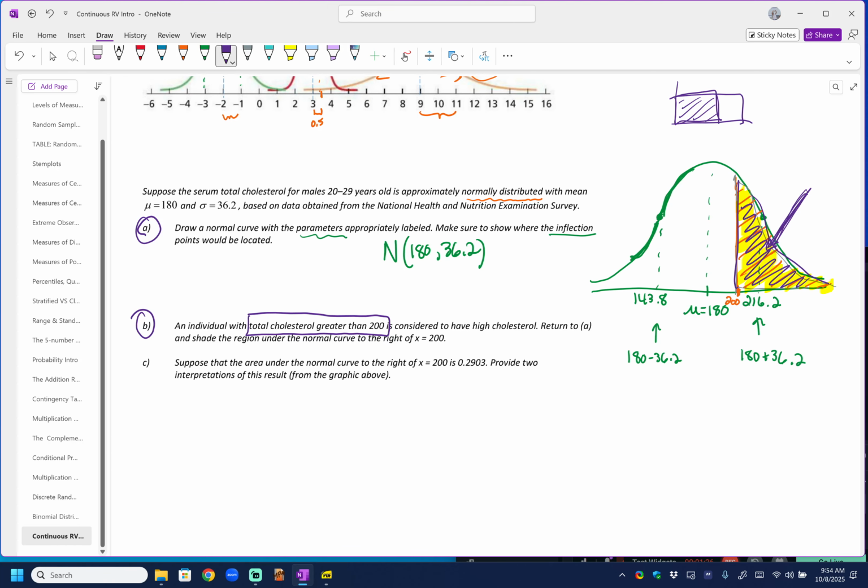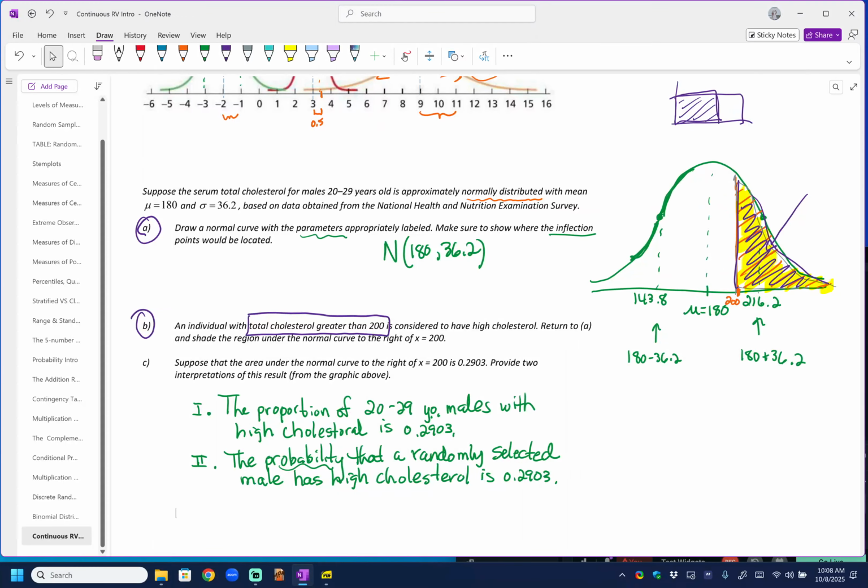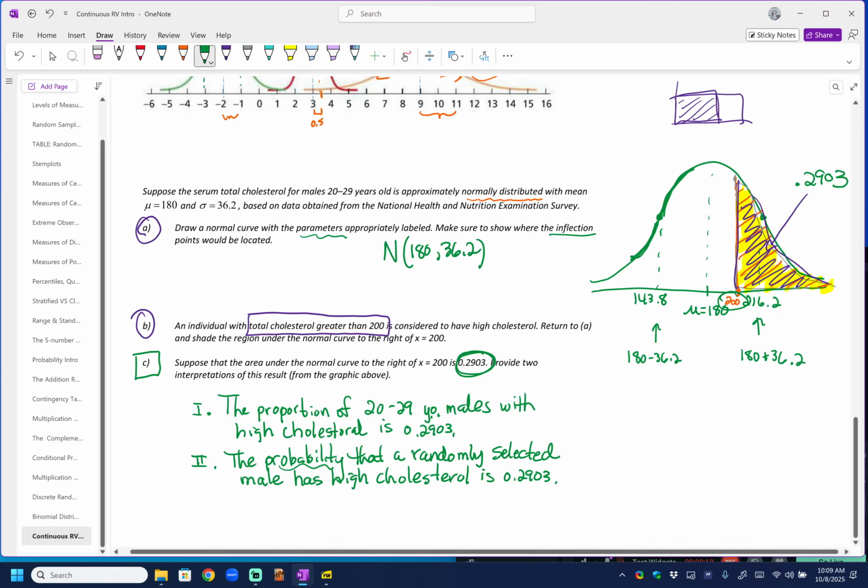Okay, so our final question here. It says, suppose that the area under the normal curve to the right of X equals 200, so remember this one over here, is 0.2903. So we don't know how they found this, but they're just telling us it's 0.2903. Okay, so that's what this area is, if I fill it all in and determine what that is, it's 0.2903. They want us to provide two interpretations of this result. So let's wrap up this video with letter C here.